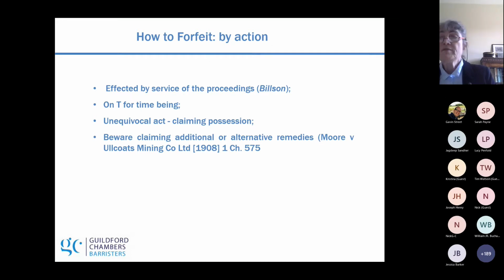The proper forum for a claim for forfeiture will overwhelmingly be the county court. CPR 55 and the associated practice direction make clear that claims should only be brought in the High Court in exceptional circumstances.